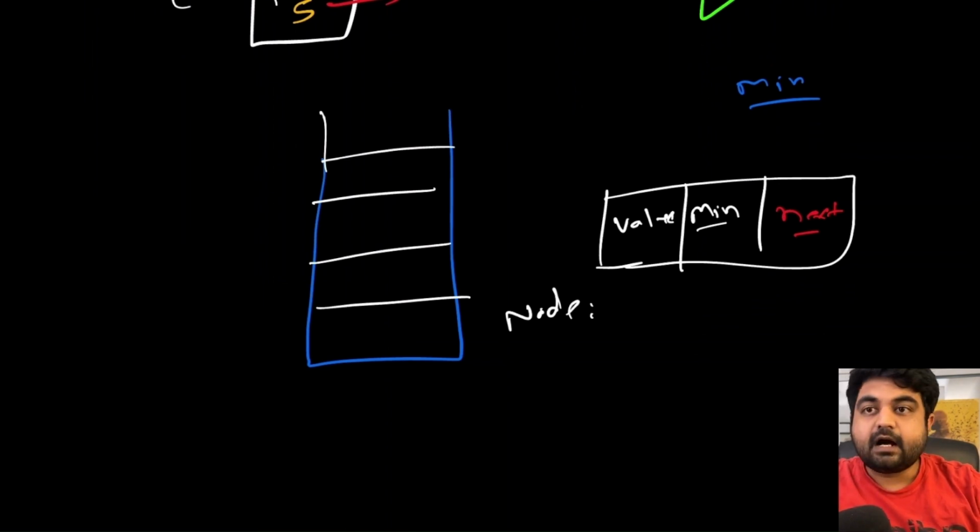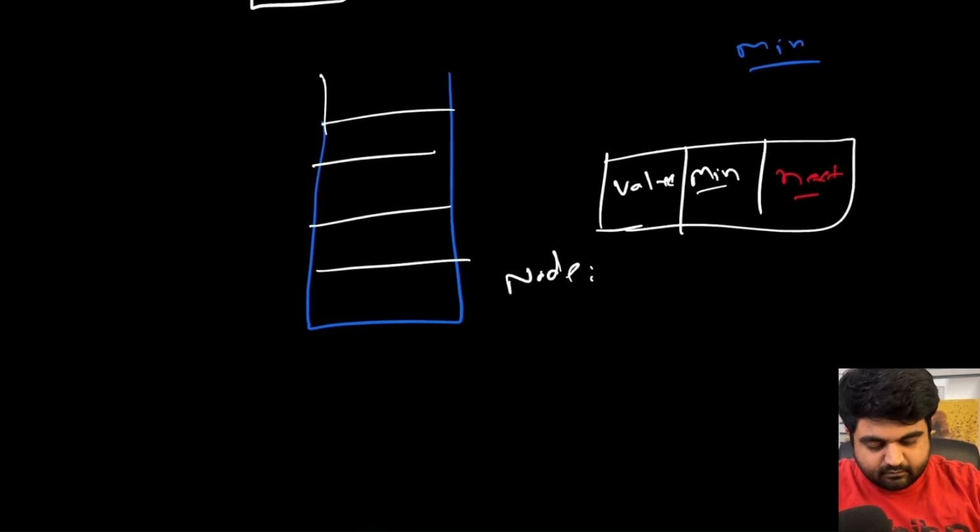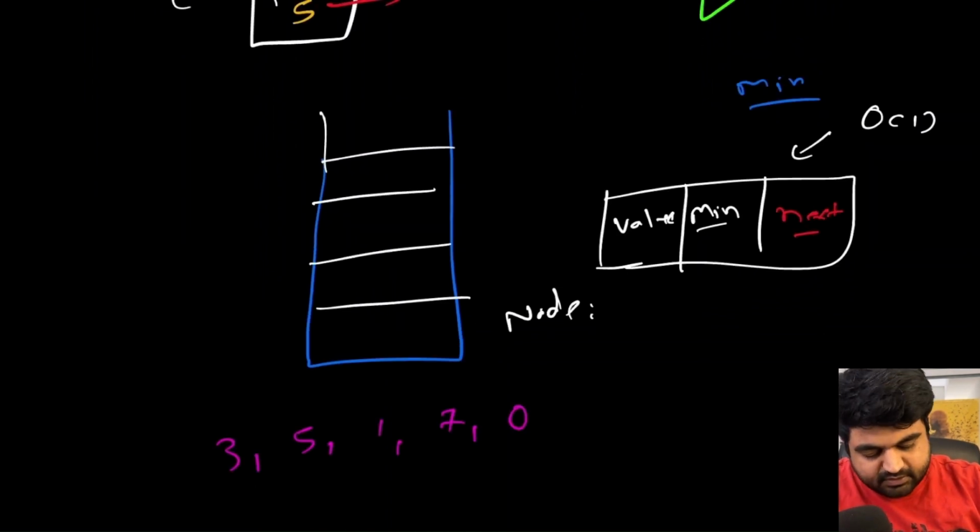So let's see how this approach is going to look. Let's say that we want to add these values inside the stack. First we want to add value 3. Currently the stack is empty, so because it is empty, we are adding value 3. What has been the minimum value we have added so far?